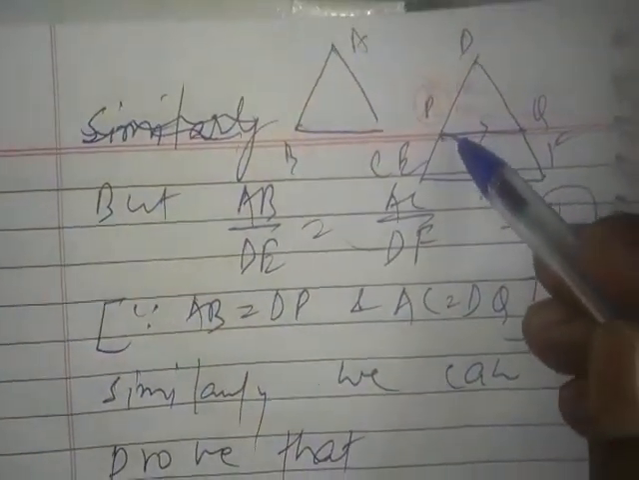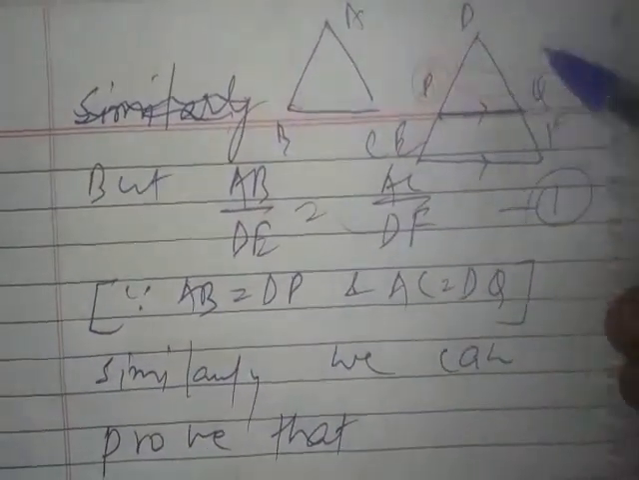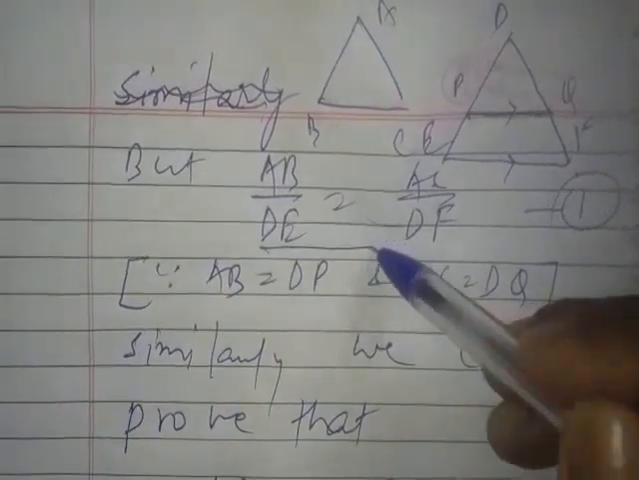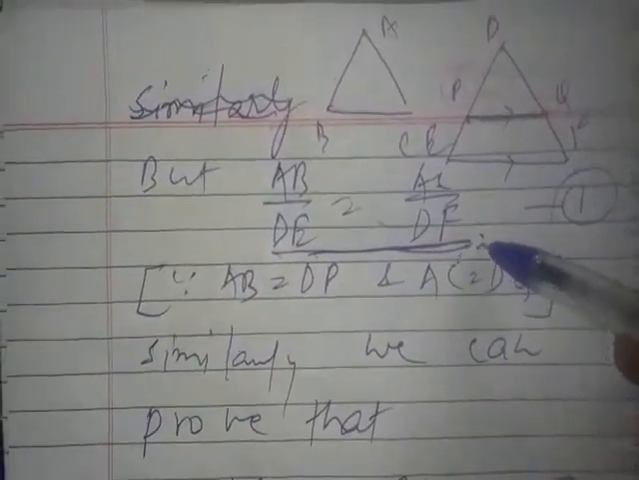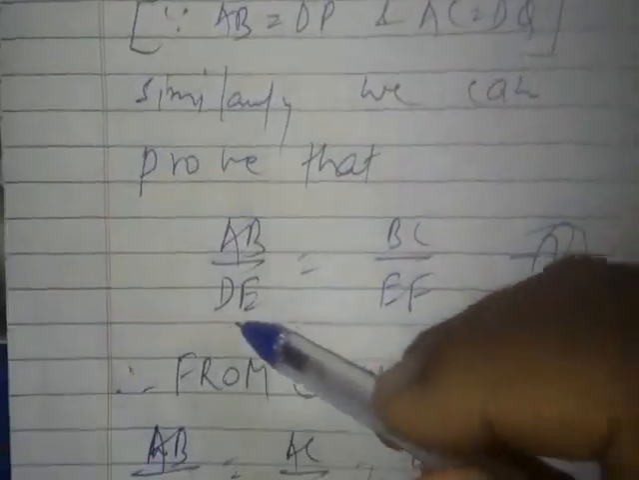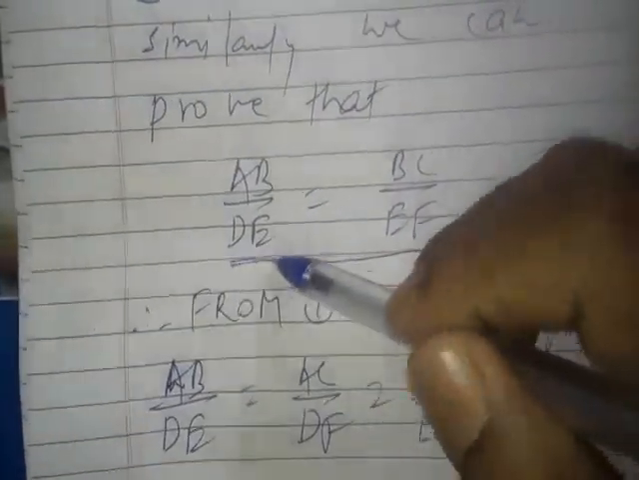Thus we have obtained that AB by DE is equal to AC by DF. As we have obtained that AB by DE is equal to AC by DF, in the same way we can obtain that AB by DE is equal to BC by EF.